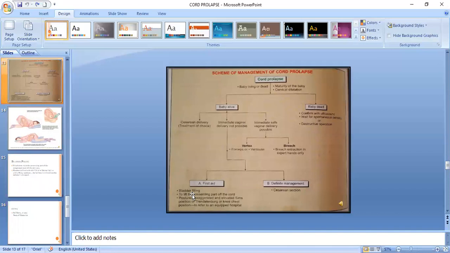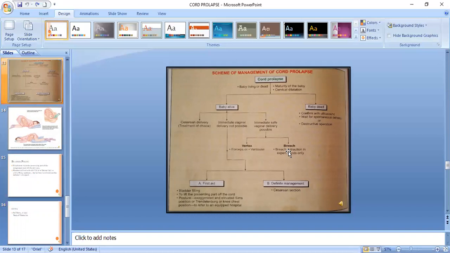These three points will be dealt with in the next slides for explanation, and then the definite management is cesarean section. But if vaginal delivery is immediately possible, if it is a cephalic presentation, vertex, then we can do forceps or ventouse, and if it is breech, breech extraction can be done. Okay, so that's about the scheme of managing cord prolapse.